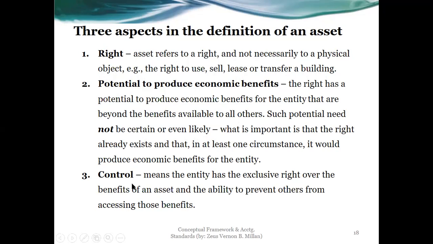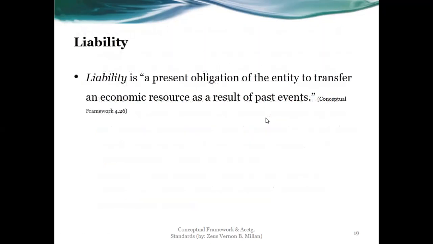Control is that, again, we have the right to create the right for another entity to make use of the asset or produce benefits, or we have the right to stop it. And that's an exclusive right to access the benefits or to prevent others from accessing those benefits. All right, that's the three aspects.